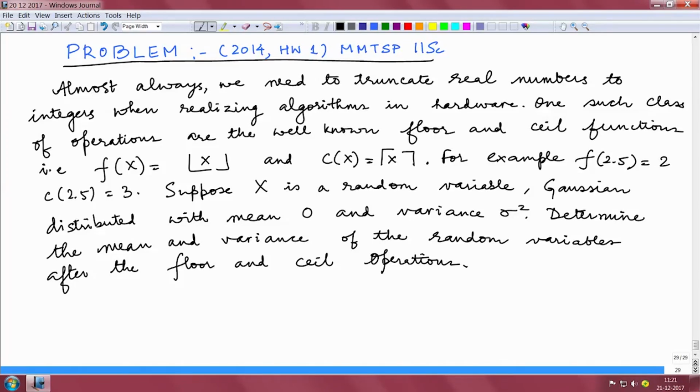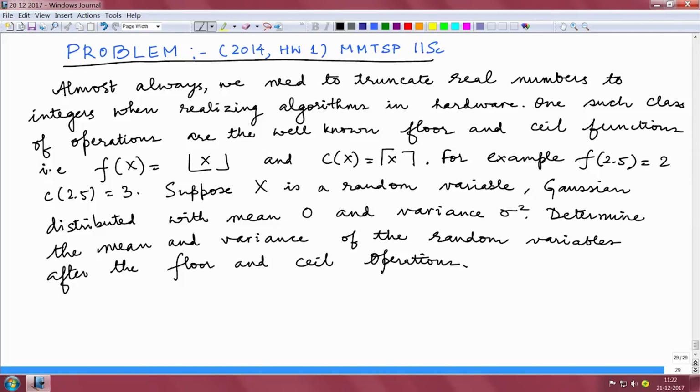One such class of operations are the well known floor and ceiling functions, namely f of x and c of x. For example, f of 2.5, that is floor of 2.5, will floor it to the nearest integer below, which is 2, and ceiling takes it to the next integer above it, that is ceiling of 2.5 is 3.